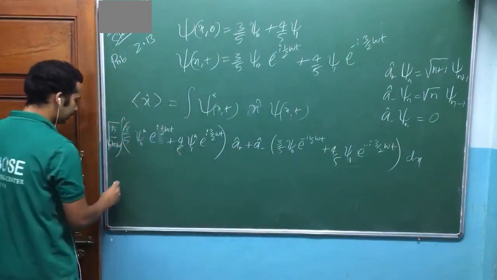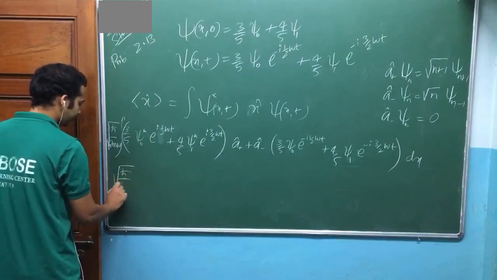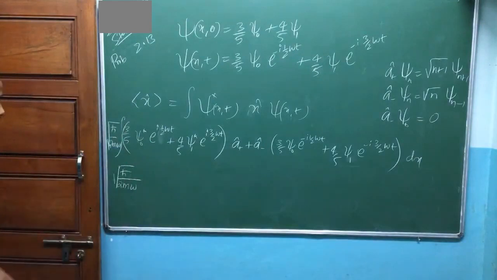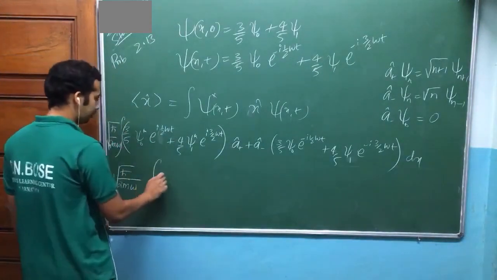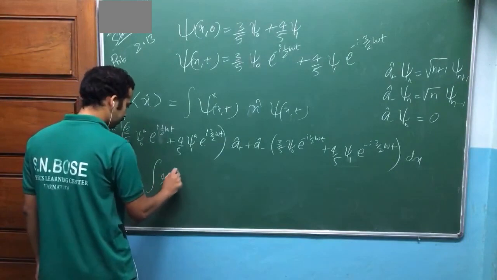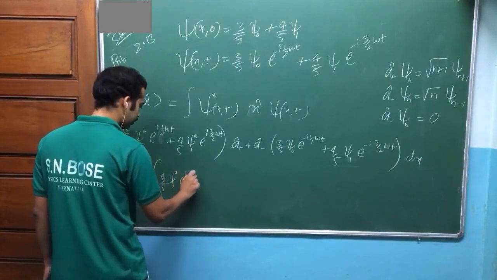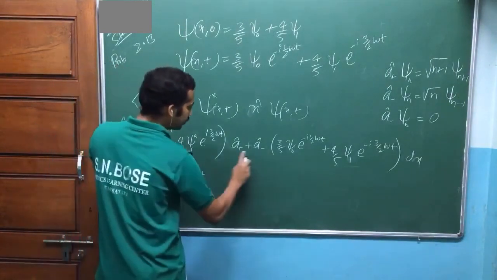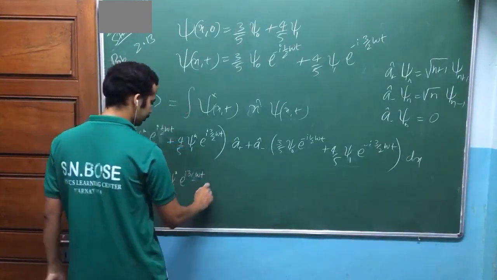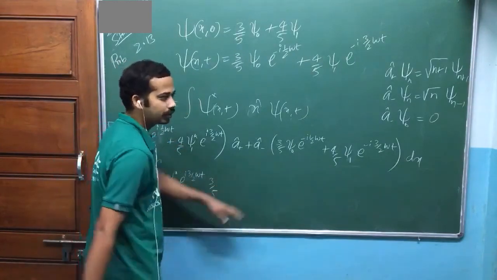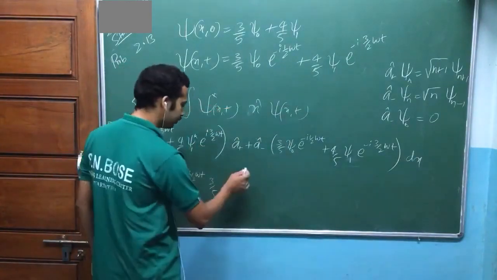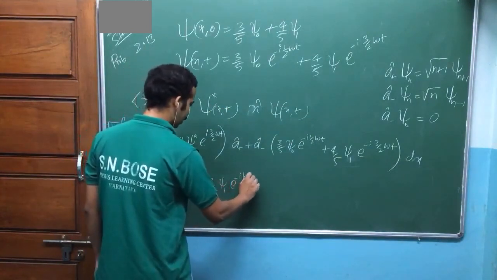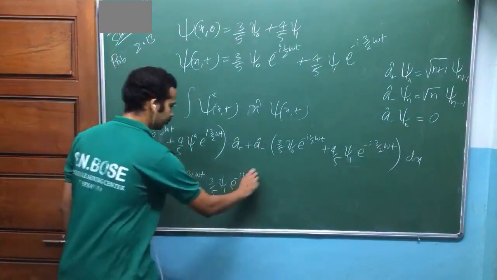I can write this as root of h bar by 2m omega. I'm collecting the non-zero integrals here, the non-zero part of the whole story. It is 4 by 5 psi 1 star e power I 3 by 2 omega t, then psi 1, because psi 1 comes when you operate A plus. This is 3 by 5 root 1 into psi 1, and root 1 equals 1 itself, times psi 1 e power minus I half omega t. This is one non-zero integral.